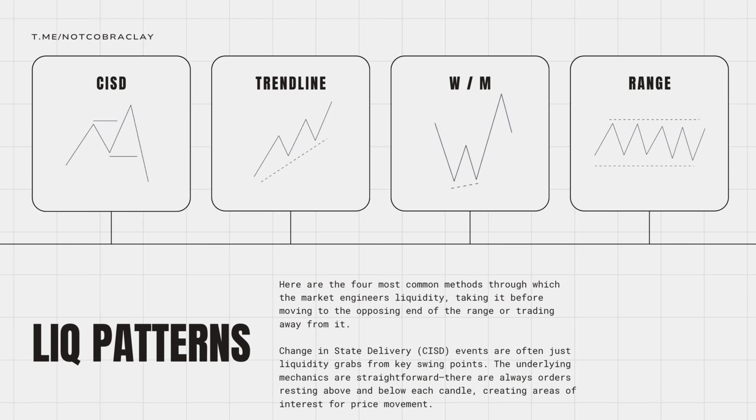And then there is the range. Range trading is one of my favorites, because it's so simple nowadays. You simply trade from one end of the range to another. Okay, these are the 4 most common methods through which the market engineers liquidity, taking it before moving to the opposing end of the range or trading away from it.